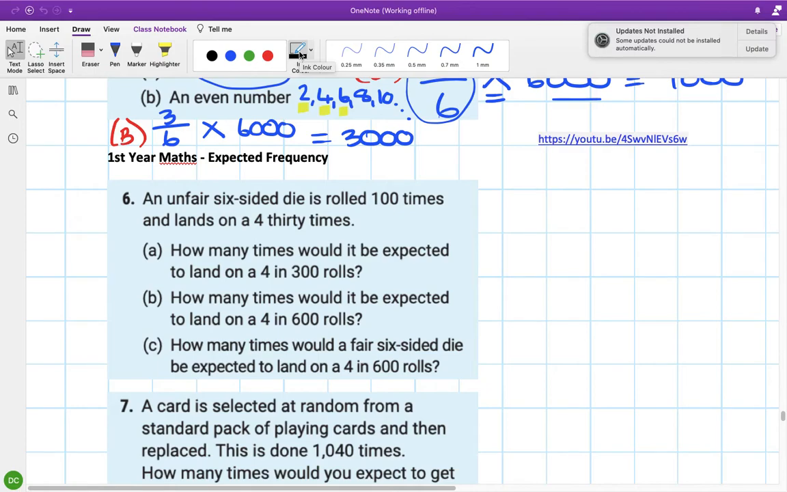Into the homework on expected frequency. Sorry, I'm just grabbing a calculator.